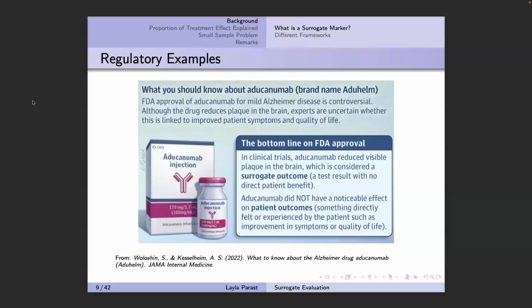Okay, a not so good example is with the recent drug aducanumab, which you have probably heard about and has been in the news a lot in the past few years. So this was a drug that was approved early based on clinical trial results showing that it reduced visible plaque in the brain, which is considered a surrogate outcome. Again, it is in the FDA table of surrogate outcomes. But then the trial showed that it did not have a noticeable effect on patient outcomes.